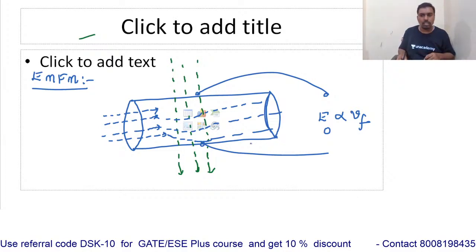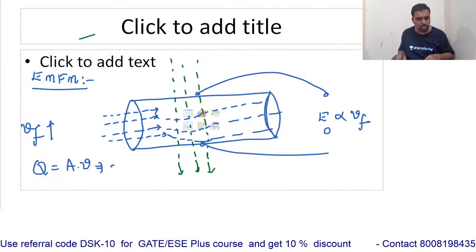This potential is proportional to flow rate. My dear students, if you know the flow rate, you can find out the quantity rate. Quantity rate is nothing but area into velocity, which is your meter cube per second. Am I right or not?